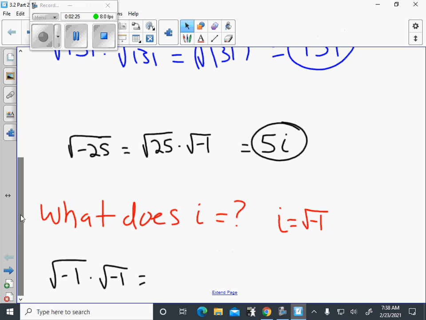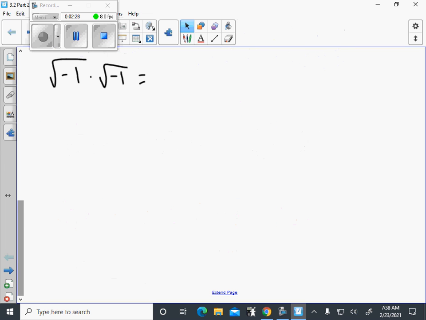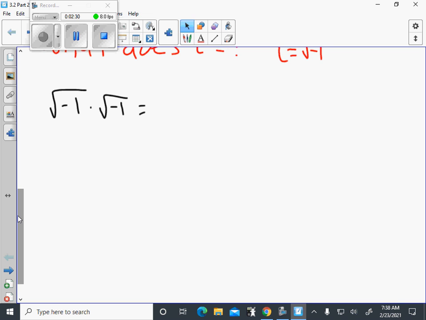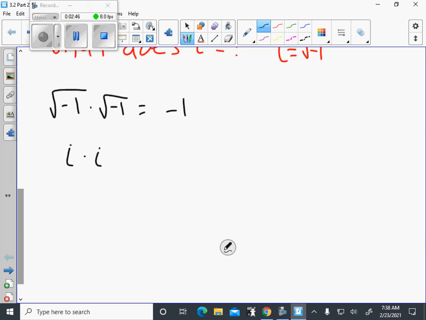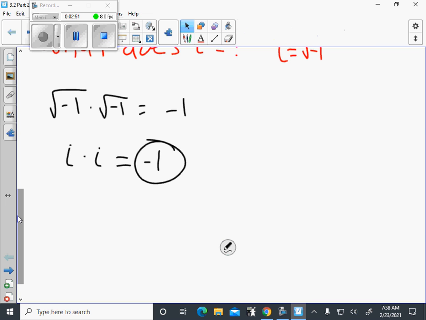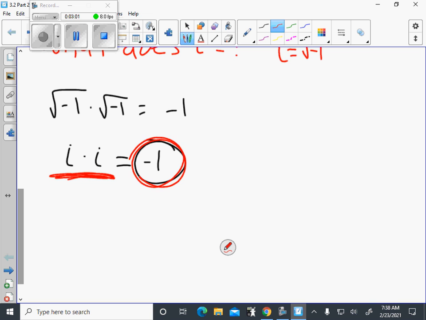Okay. So down here, what is the square root of negative 1 times the square root of negative 1? Well, it's just negative 1. Okay, can I write this? Because the square root of negative 1 is i, i times i is equal to the same thing, right? Negative 1. That's our focus today on 3.2 part 2, is i times i is equal to negative 1.